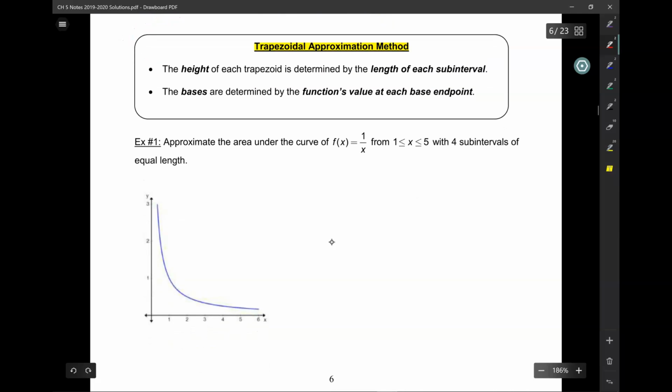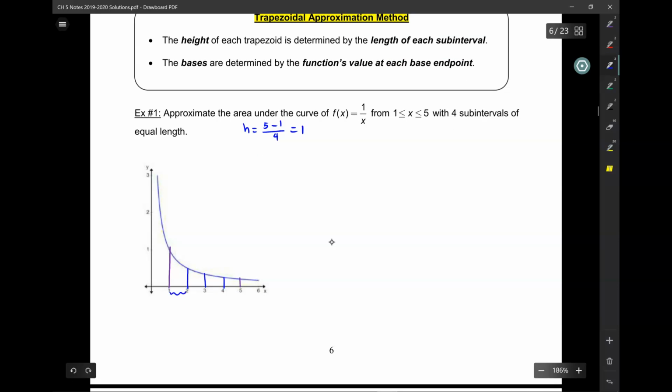Okay, so let's do this. We're going to approximate the area under this from 1 to 5, with 4 subintervals of equal length. So 1, 2, 3, 4 subintervals of equal length, right? So the height then is going to be 5 minus 1 over 4, 1 unit each. So that's what that looks like. Okay, now this is the height.